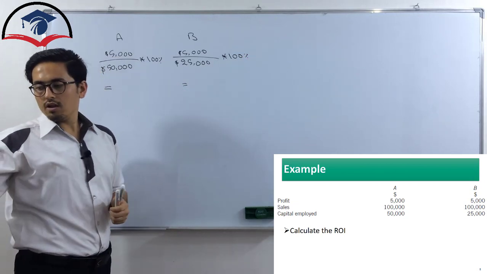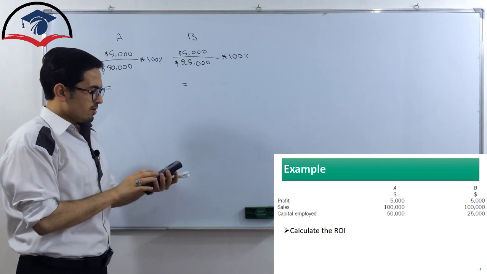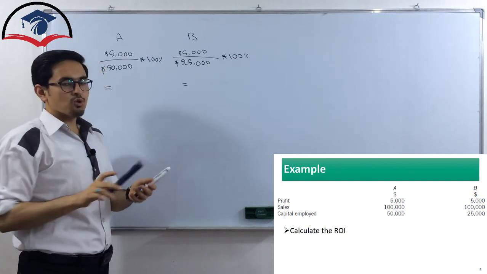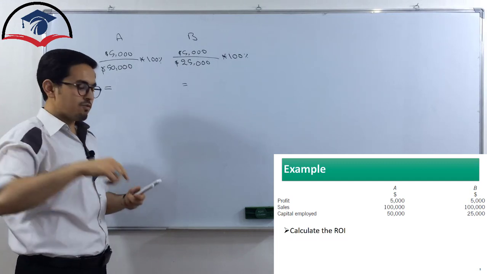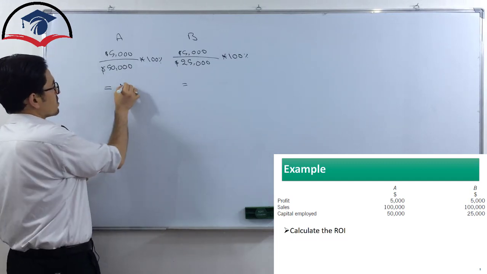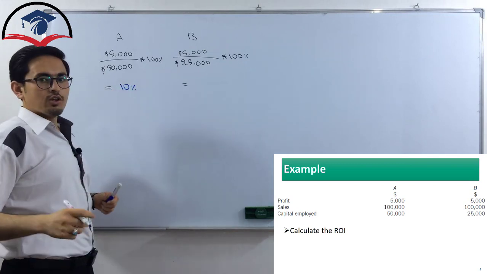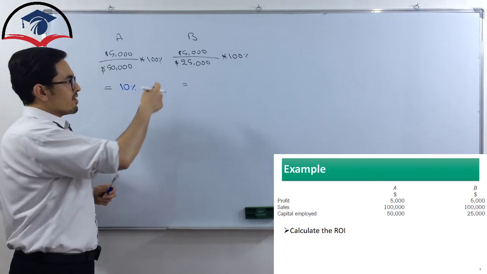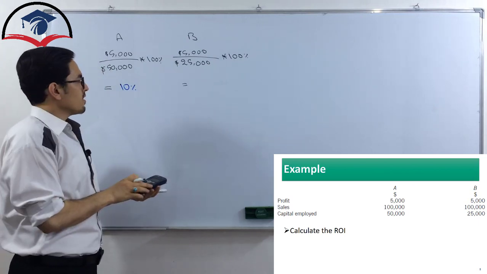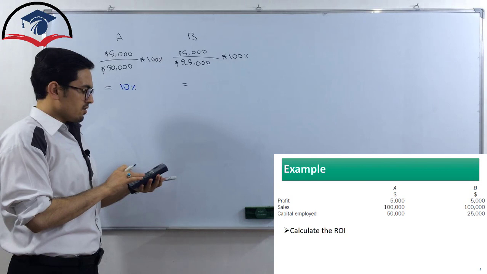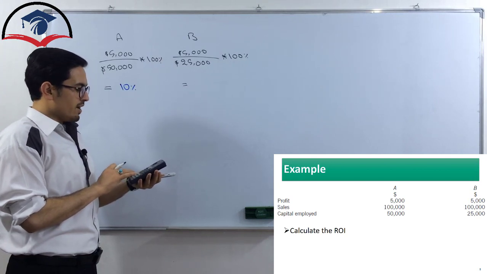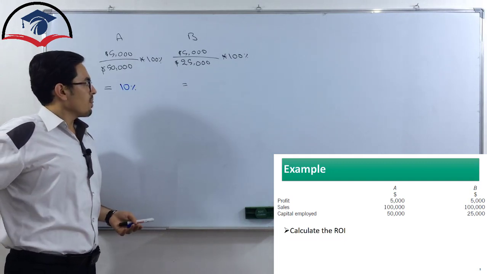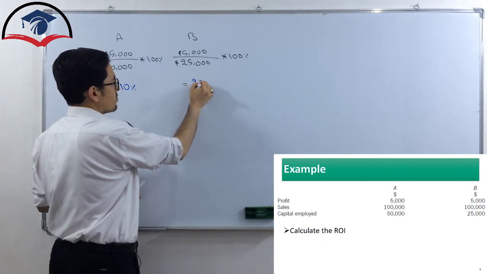So let me use the calculator. 5,000 divided by 50,000 is equal to 0.1. 0.1 multiplied by 100% will reach 10%. So the return on capital employed is about 10%. For this company, 5,000 divided by 25,000 is equal to 0.2, which multiplied by 100% is 20%.